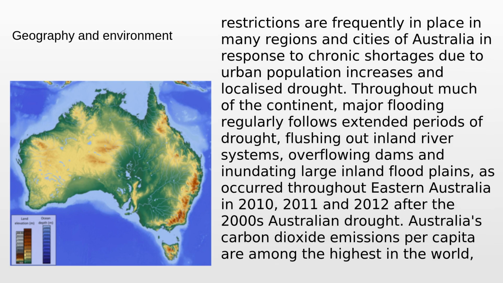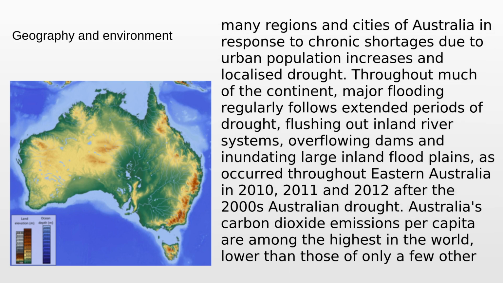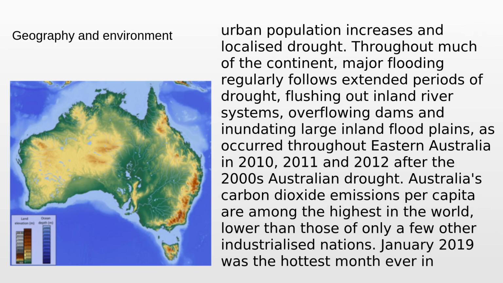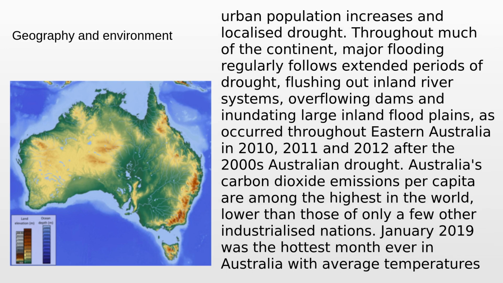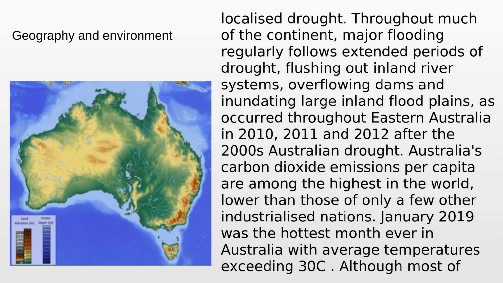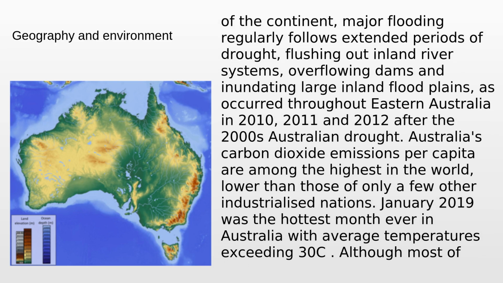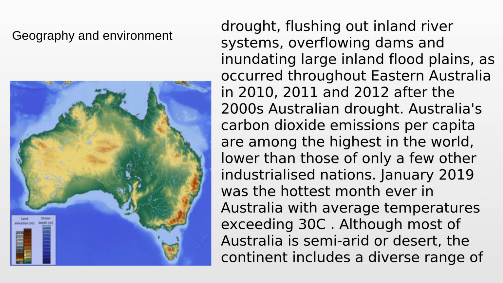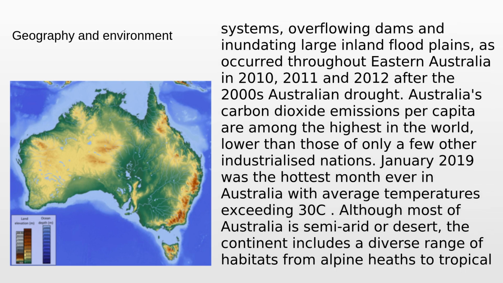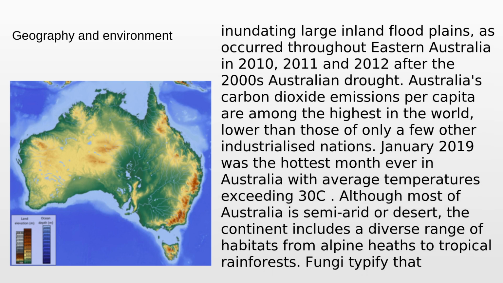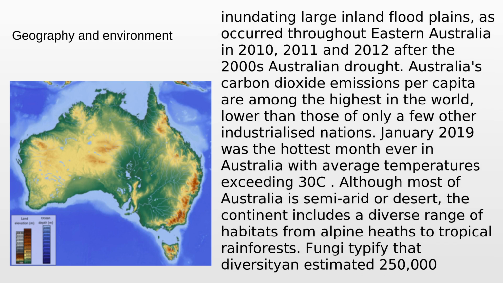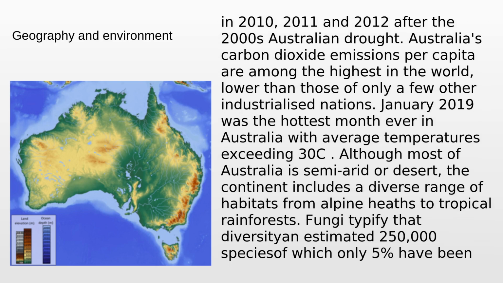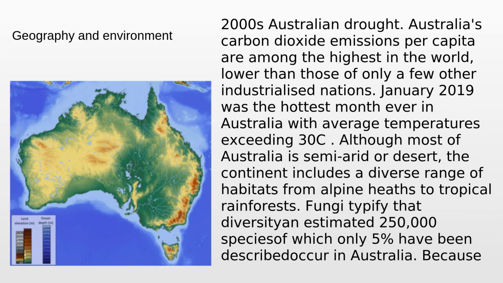Water restrictions are frequently in place in many regions and cities of Australia in response to chronic shortages due to urban population increases and localized drought. Throughout much of the continent, major flooding regularly follows extended periods of drought, flushing out inland river systems, overflowing dams and inundating large inland floodplains, as occurred throughout eastern Australia in 2010, 2011 and 2012 after the 2000s Australian drought.